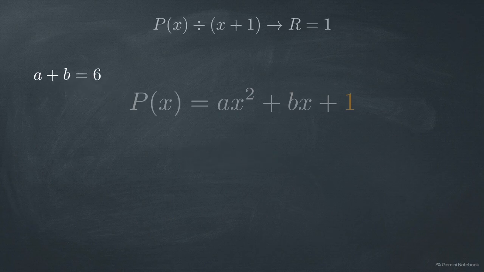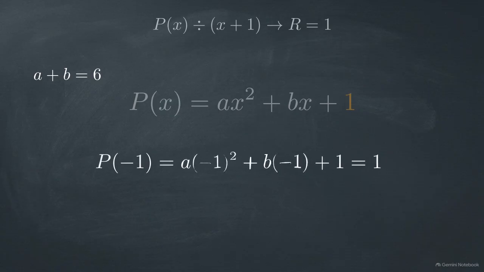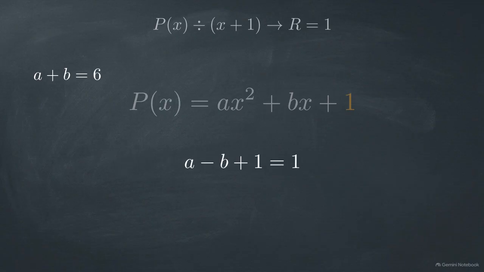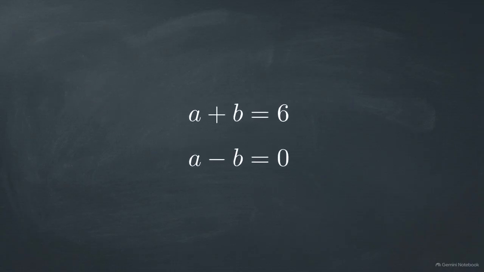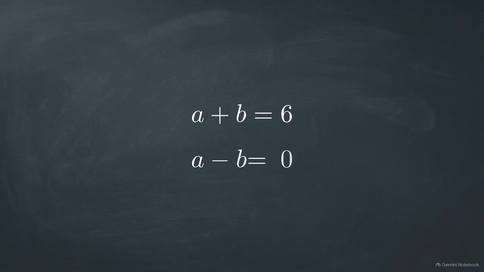Finally, dividing the system by x plus 1 leaves a remainder of 1. Evaluating the function at -1 gives us our second linear equation, a minus b plus 1 equals 1. By organizing these constraints, we have constructed a clean system of linear equations from external output data. Solving this system reveals the hidden parameters.